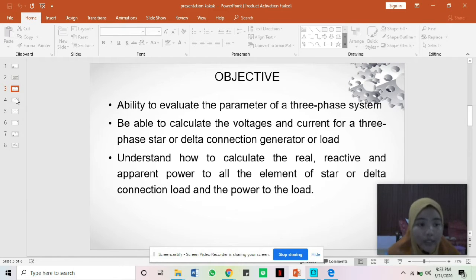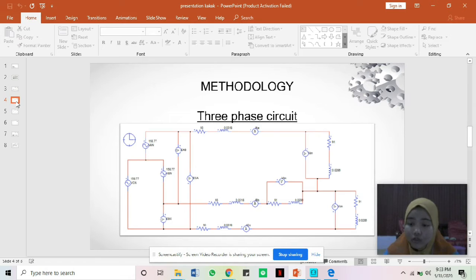So the next one is the methodology. First of all, I use PSIM in this project. So I constructed this three-phase circuit, which is Y generator to Y load, so Y to Y, in PSIM software. This one is the phase voltage at the generator and this one is the phase voltage at the load. This one is I line and this one is also I line: IAA, IBB and ICC.